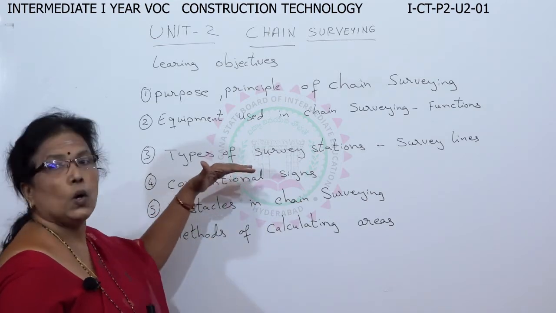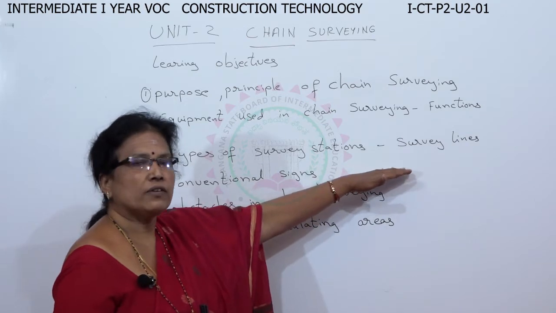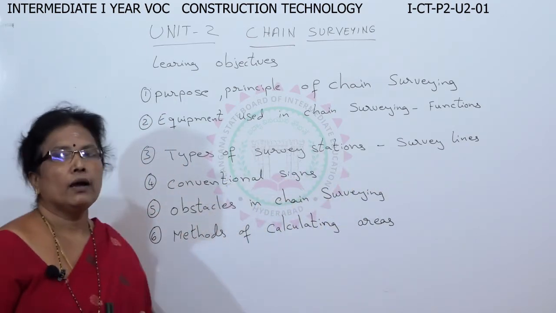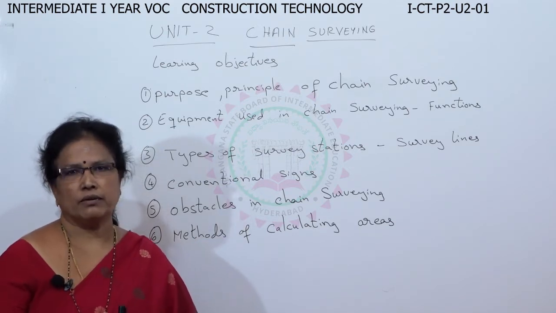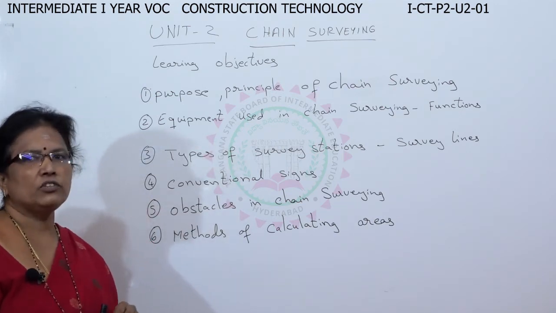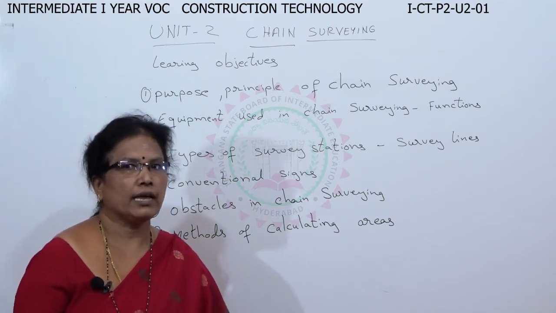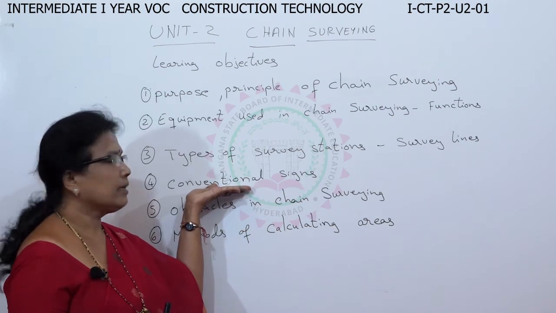Next, coming to stations, types of survey stations and different types of survey lines. Then conventional signs. You might have seen an atlas. There, they use symbols for rivers, roads, mountains, like that. So here also in civil engineering, while doing plotting, we'll be using different conventional signs. Those will be taught here.